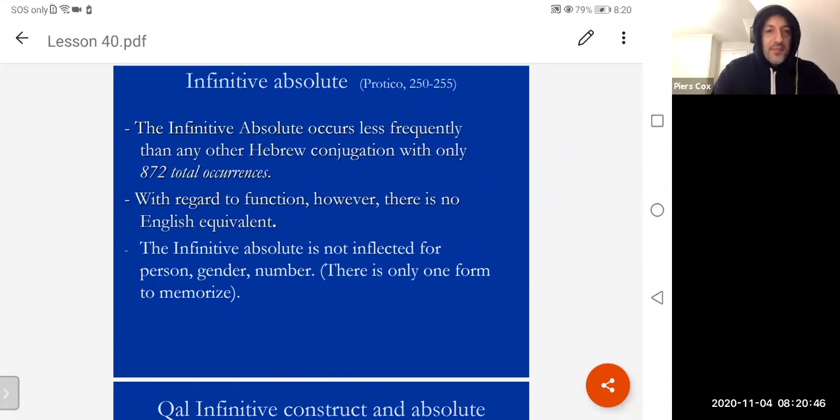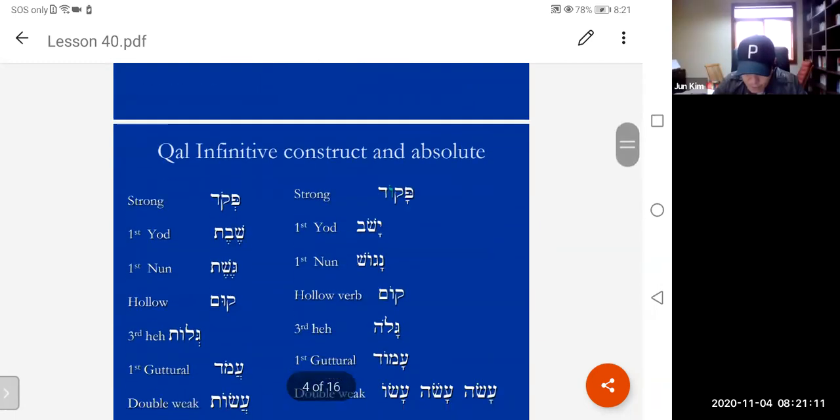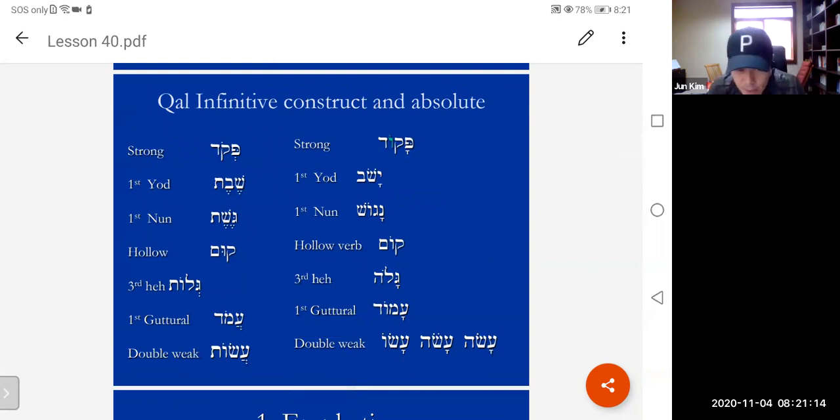Okay, infinitive absolute. The infinitive absolute occurs less frequently than any other Hebrew conjugation, with only 872 total occurrences. With regard to function, however, there is no English equivalent. The infinitive absolute is not inflected for person, gender, and number. There is only one form to memorize. So it's the same when it comes to the analysis of infinitive absolute. There is no PGN, so you need to put none there, but only form as infinitive absolute. Okay, so you are not supposed to simply put infinitive or infinitive construct. You need to make sure it is infinitive absolute.